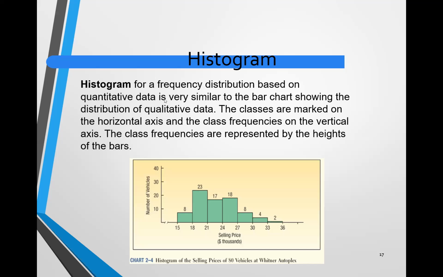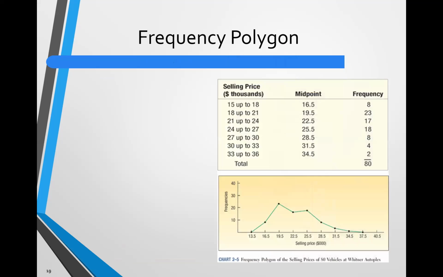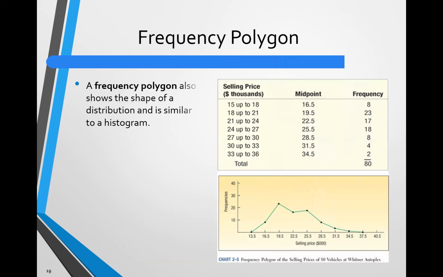Okay, now we move on to the next topic. Histogram in Excel is also the same. You need to select your data and then go to Insert and check over there. There is an option for histogram. Click on that and boom, you will have that graph. Next one is frequency polygon.